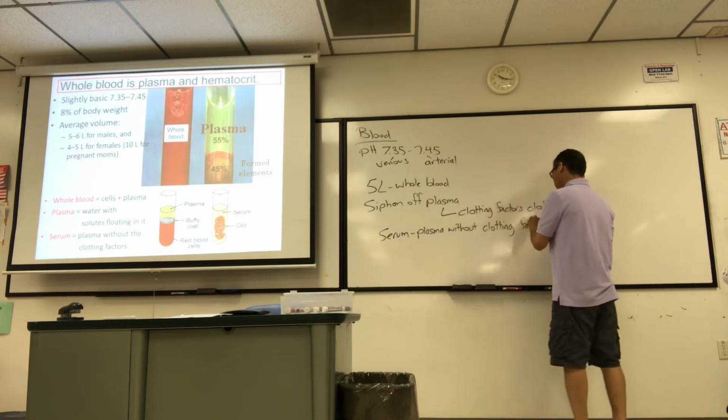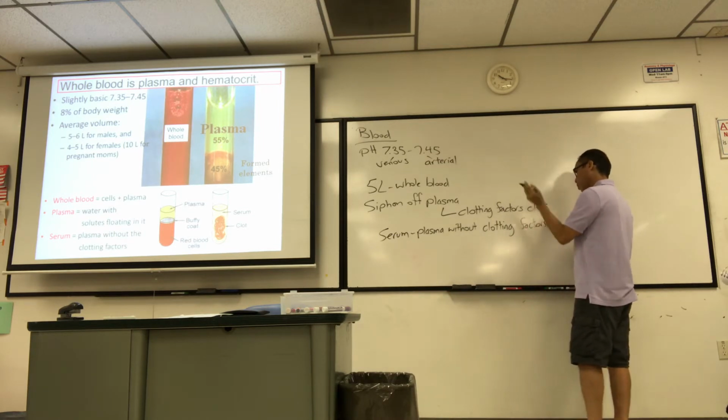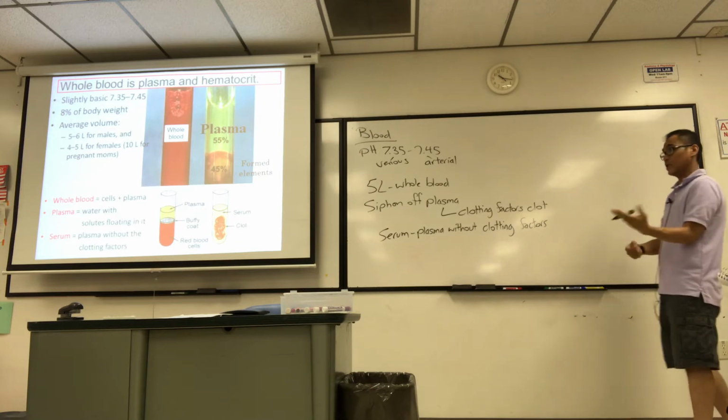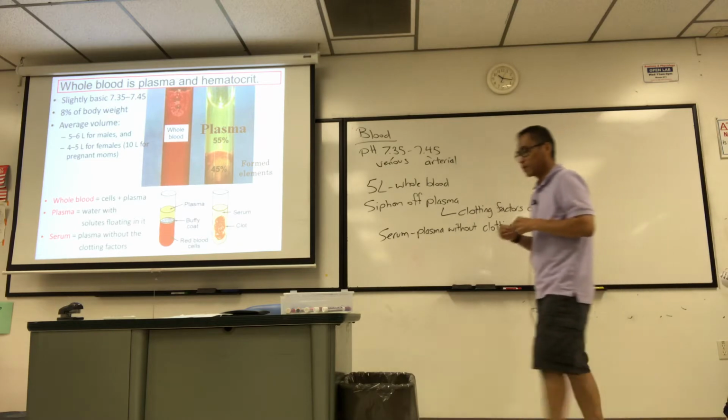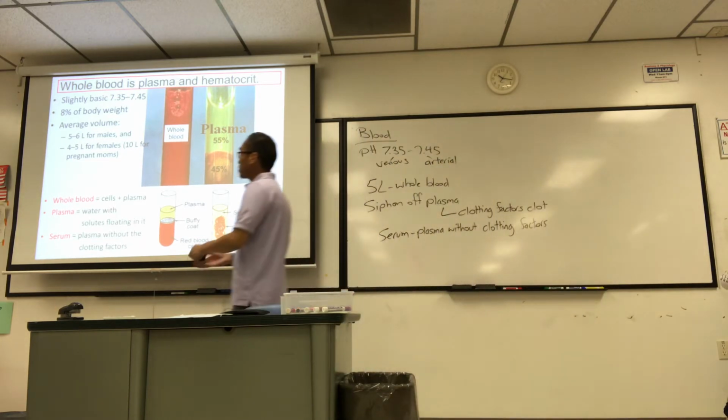If you don't need the clotting factors as part of your analysis, for whatever reason you did the blood draw, just take the serum. If you need the clotting factors, well, you can heparinize the tubes. There are ways you can treat the blood and treat the tube so it doesn't clot. You just keep the whole plasma in there. Okay, well anyways, those are some definitions.